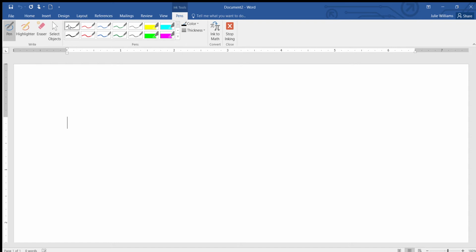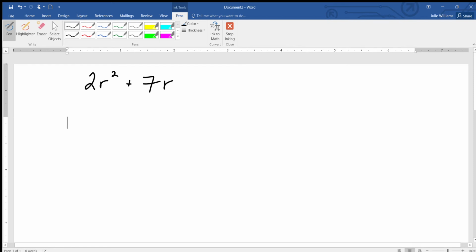Let's say that the first quadratic that we have today is 2r squared plus 7r subtract 1 is equal to negative 3r squared.